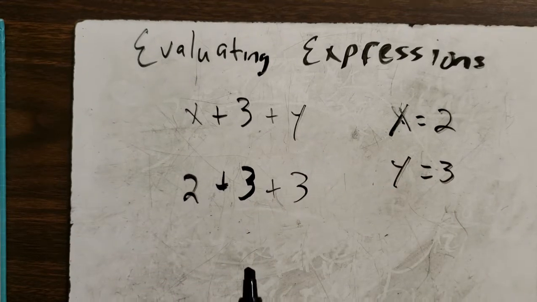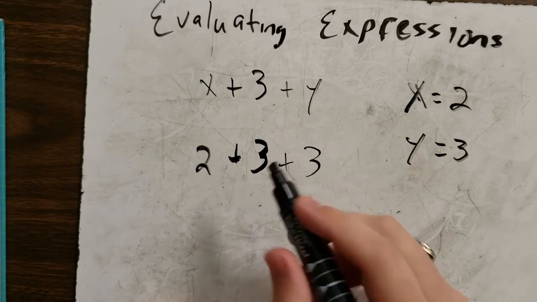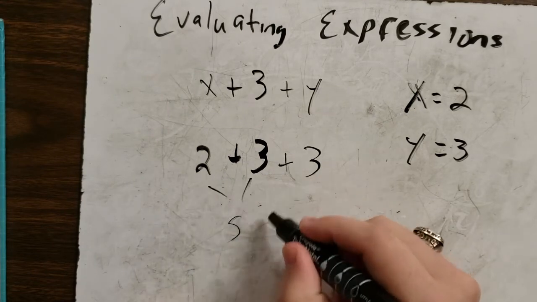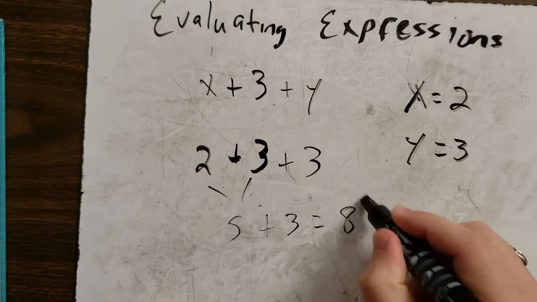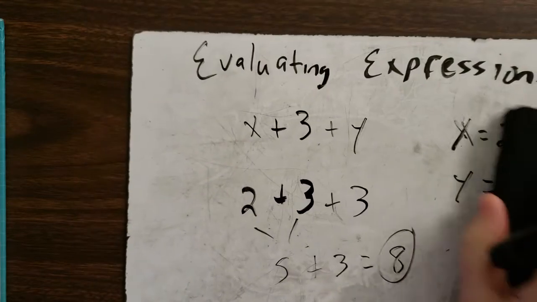Now finish the equation. Go ahead and solve. 2 plus 3 equals 5. 5 plus 3 equals 8. And it's as simple as that. Let's try something a little more to it.